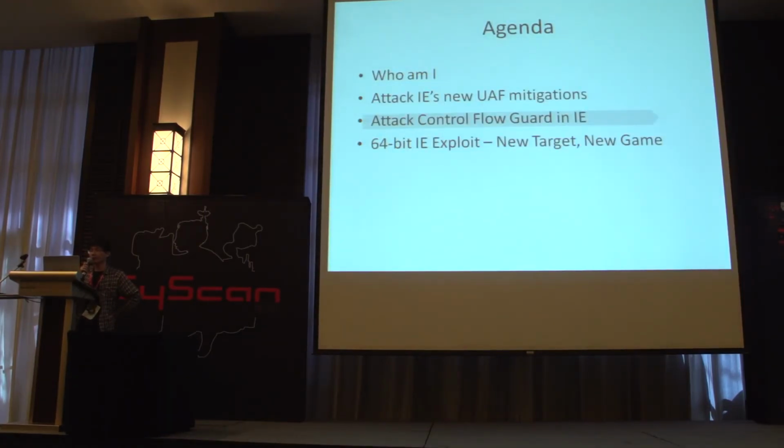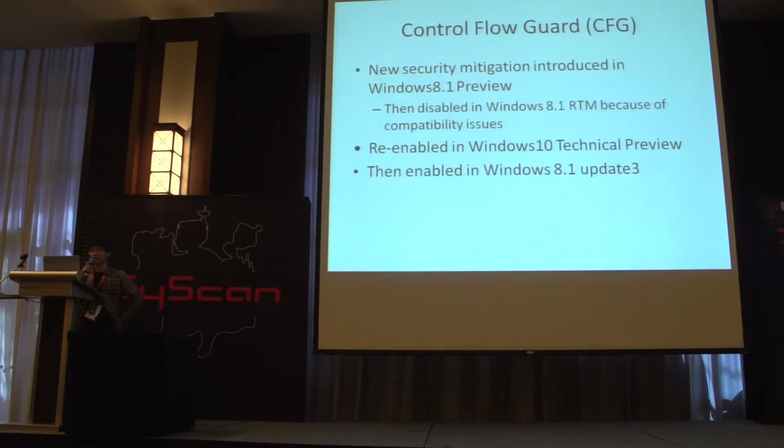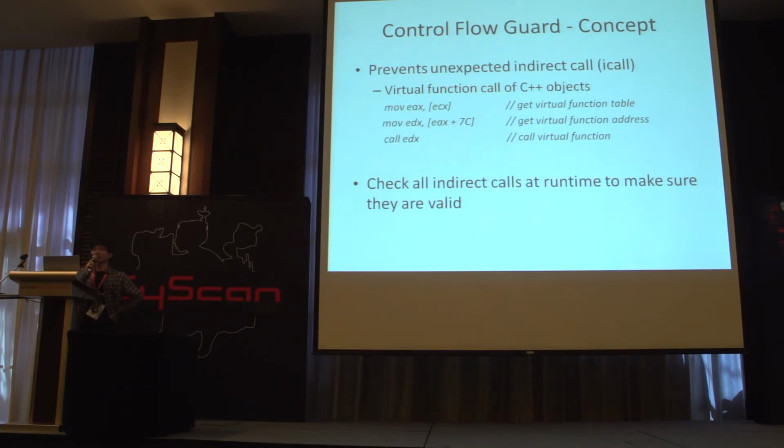Okay, so if you want your exploit to work on the latest OS, for example, Windows 8.1 or higher, there's another new exploit mitigation that you have to worry about, which is Control Flow Guard, or CFG in short, which is also a very useful mitigation. CFG is a new mitigation introduced in Windows 8.1 Update 3. And the purpose of CFG is to prevent unexpected control flow change in indirect calls.